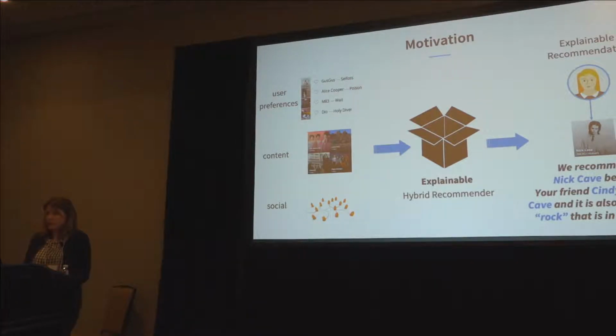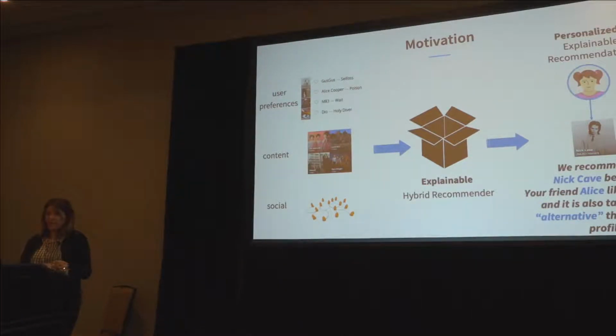So in this case, we saw an example of a recommendation with a hybrid explanation. By hybrid, we mean that the explanation consists of more than one style. So in this case, we recommend to the user the artist Nick Cave because her friend Cindy likes Nick Cave, and because this artist is tagged with rock that is in the user's profile.